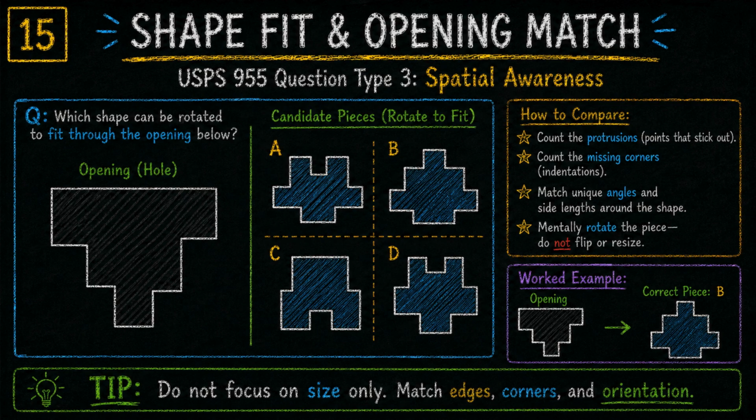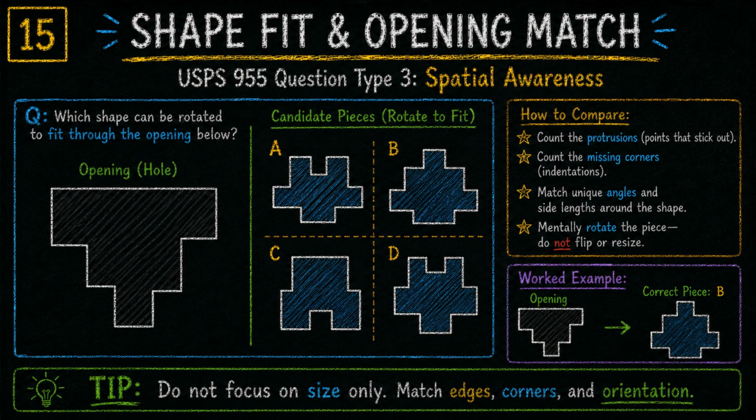But do not flip it unless the question allows flipping. That is a major trap. A piece may fit only if mirrored, but if the task allows rotation only, that option is wrong. Rotation turns the piece. Flipping creates a mirror image. Those are not the same. Also, do not resize the piece. Assume the proportions matter. If a side is too long, too short, or not in the correct location, eliminate it.